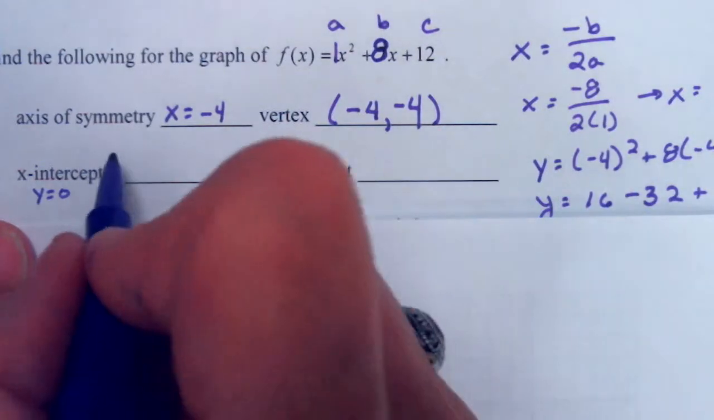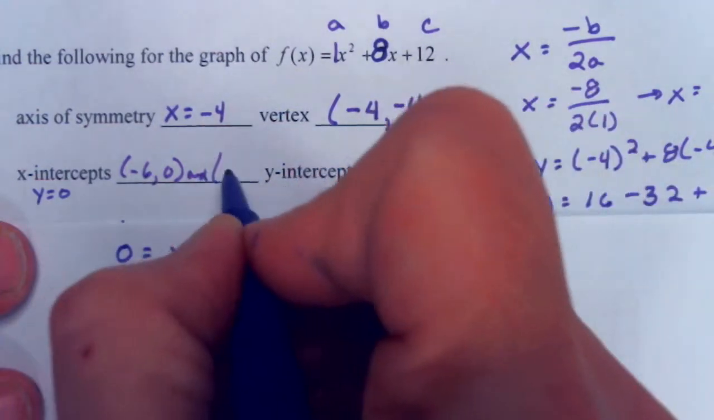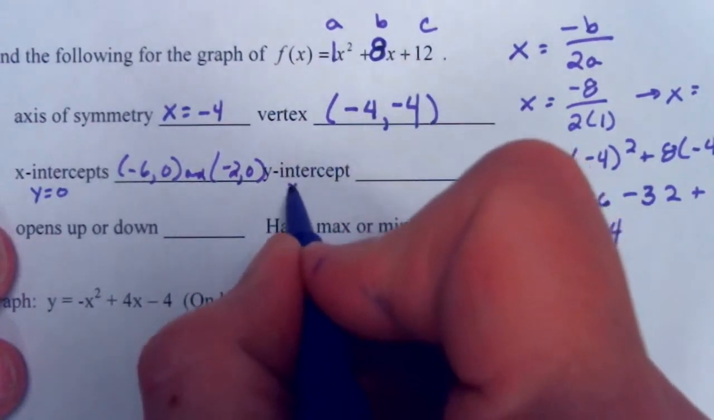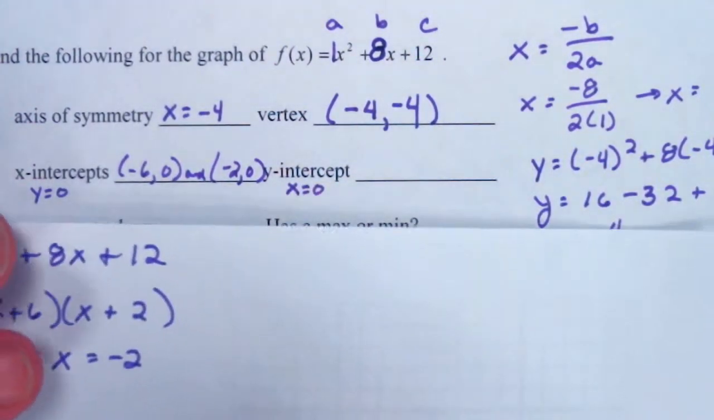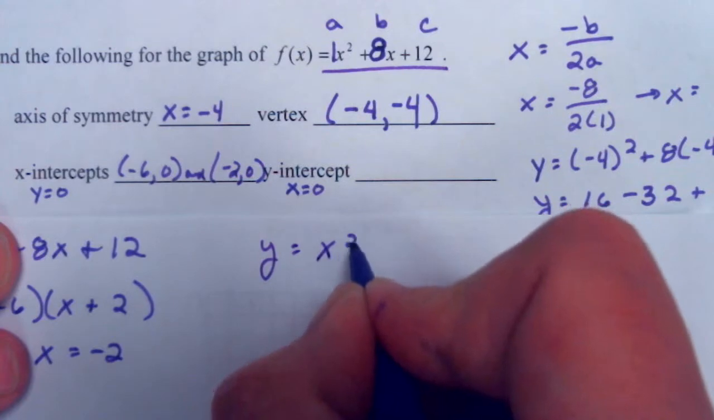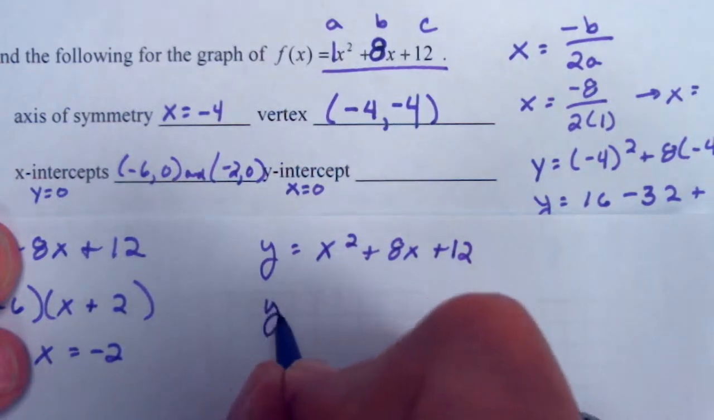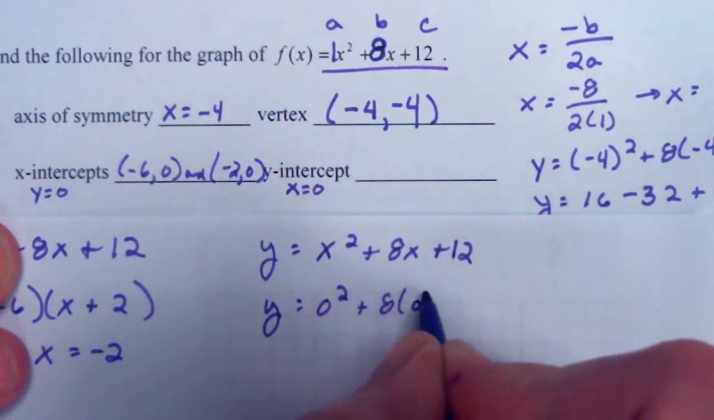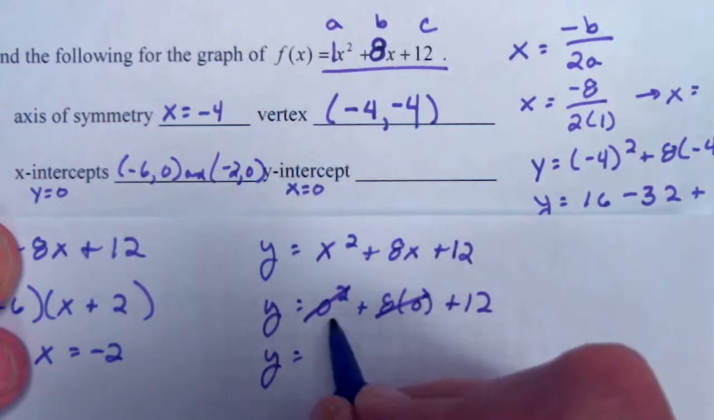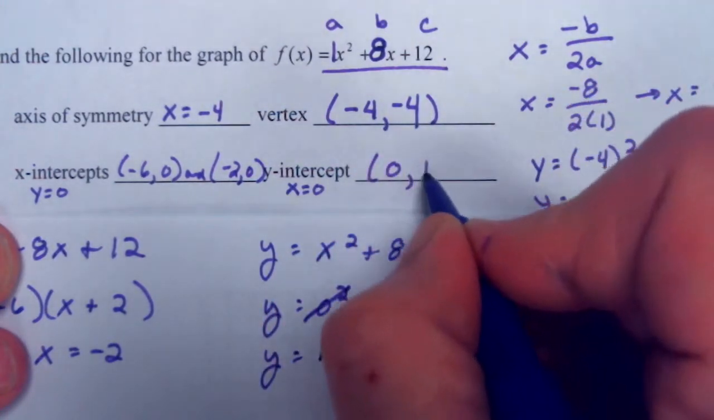So the x-intercepts are where x equals -6 and y equals 0, and where x equals -2 and y equals 0. Now the y-intercept, that's where x equals 0. For y equals x squared plus 8x plus 12, if we let x equal 0, we get 0 squared plus 8 times 0 plus 12. 0 plus 0 plus 12 is 12. So the y-intercept is at the point (0, 12).